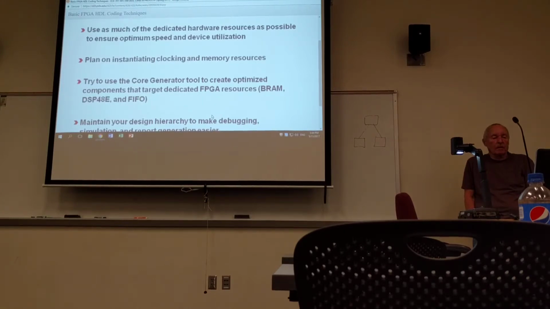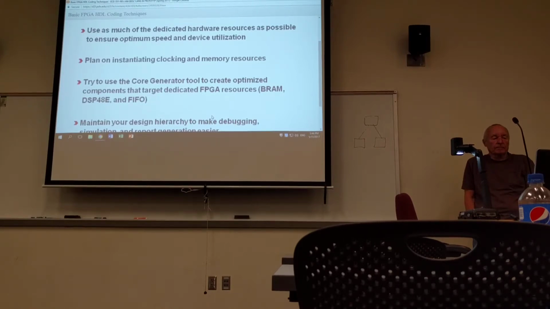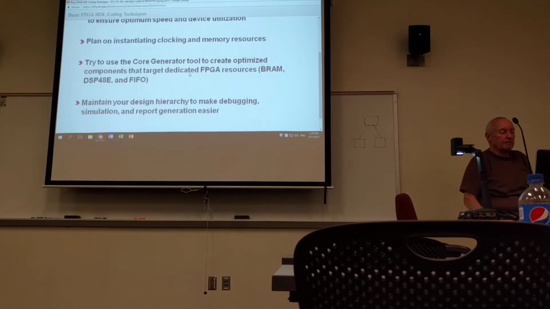It is possible to infer the primary functionality for the rote, simple implementations of the clocking and the memory resources. But again, the architecture wizard and core generator are there for that purpose, to allow you to instantiate those components easily. Try to use the core generator not only for the clocking and the memory resources, but also other dedicated FPGA features like the DSP slice and the FIFO logic resources. Also, maintain your design hierarchy. Incidentally, BRAM is block RAM. This makes debugging, simulation, and report generation easier.